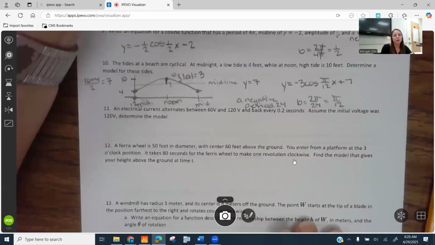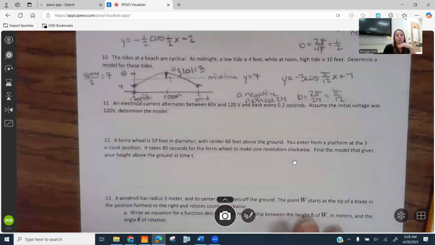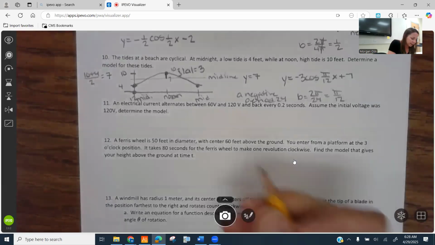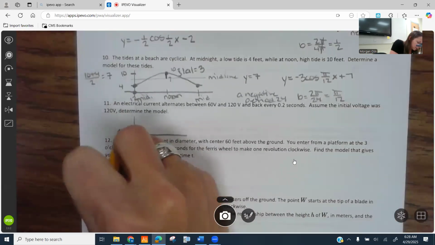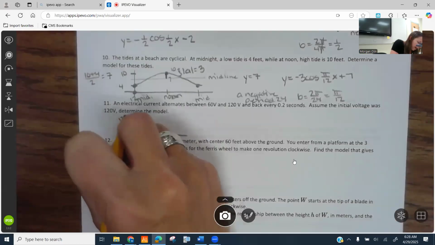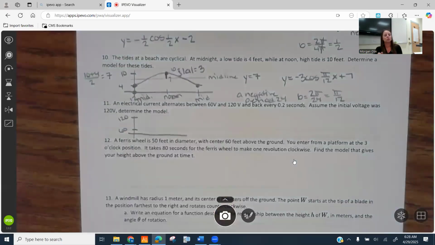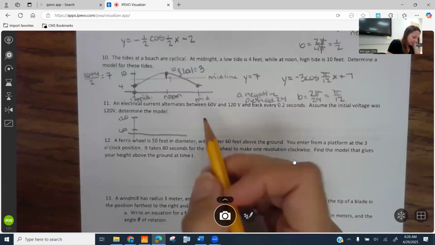An electrical current alternates between 60 volts and 120 volts and back every 0.2 seconds. All right, so 60 and 120 are my max and my min. I'm just drawing a sketch. It's nothing exact. Okay, so let's read this again.